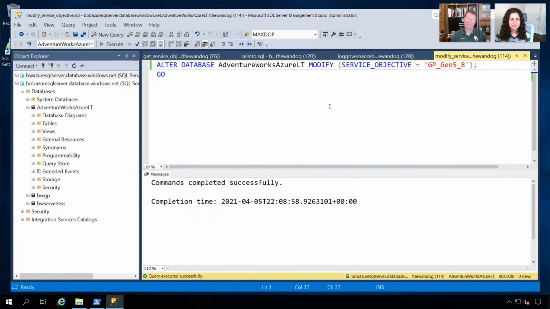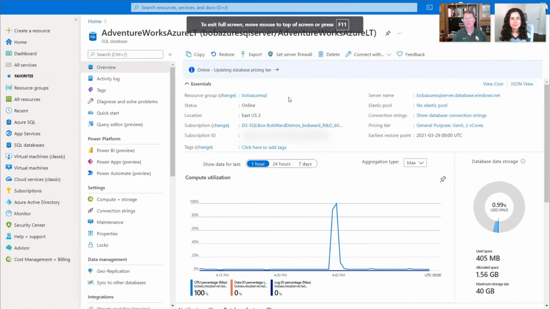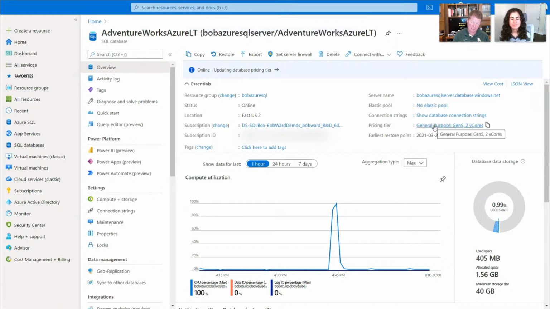Whoop, I scaled up. No, that's not true. So not that fast. What's happening here is like a deployment operation in Azure. So if I go over here, maybe look at the portal real quick, you'll see here it says updating pricing tier. And I know, Anna, sometimes it can get a little confusing for people.